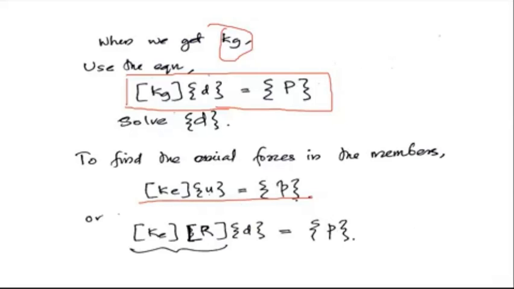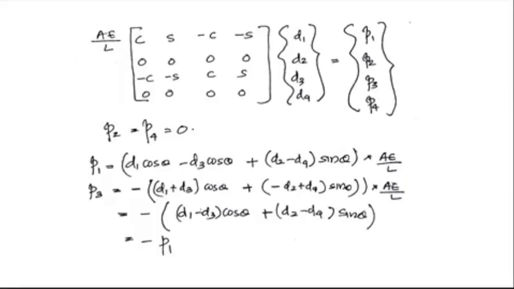You don't know what is the element displacement. You know only the structure displacement, D. So you can substitute R into D, and KE into R we have found in the previous step. I have been substituting that matrix here, KE into R, and into D1, D2, D3, D4 is equal to P1, P2, P3, P4. I have named them 1, 2, 3, 4.